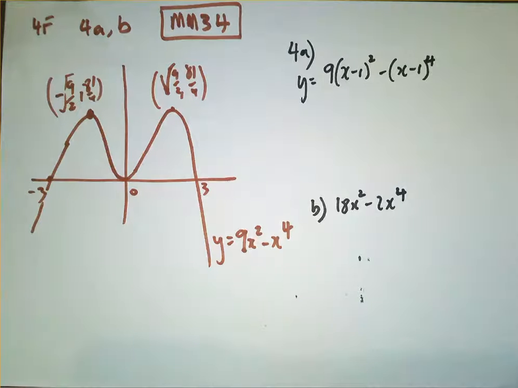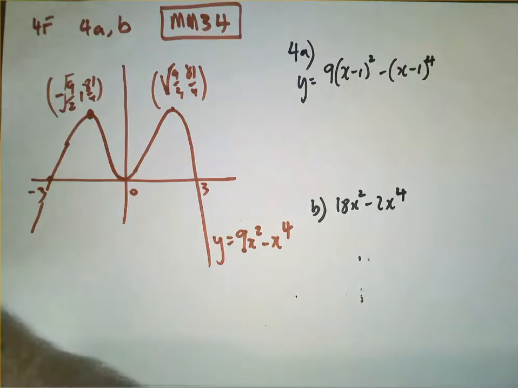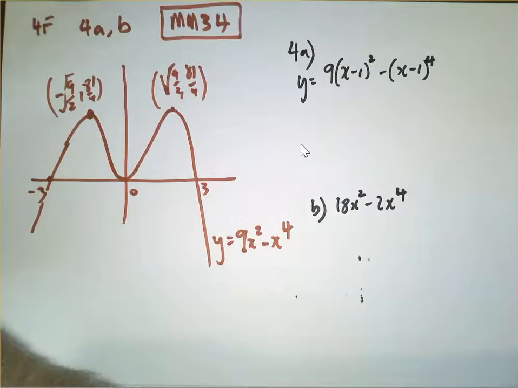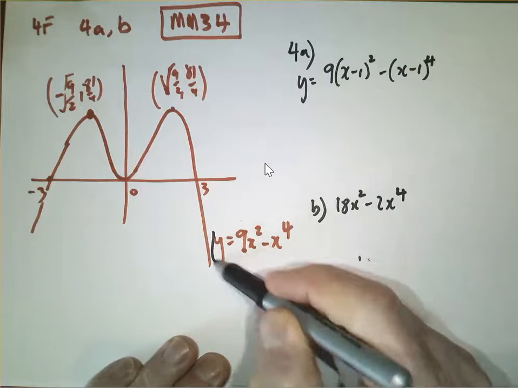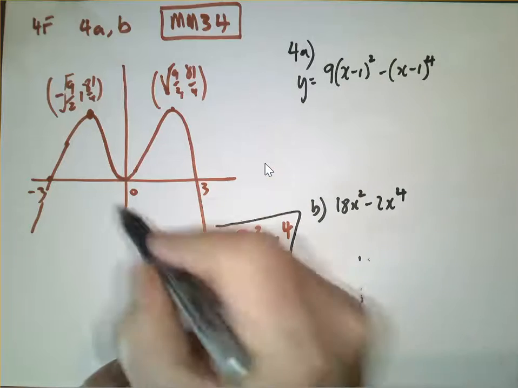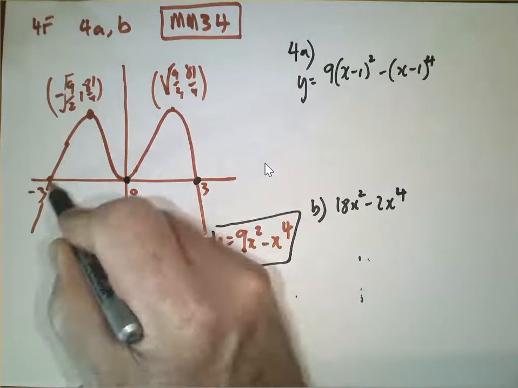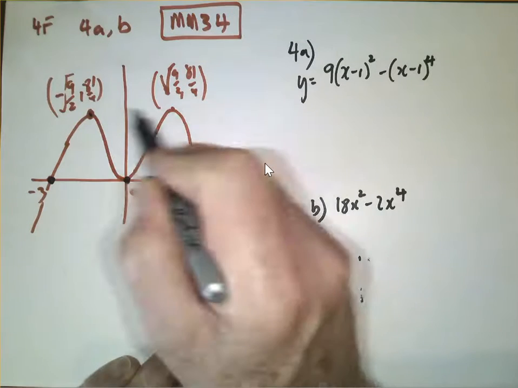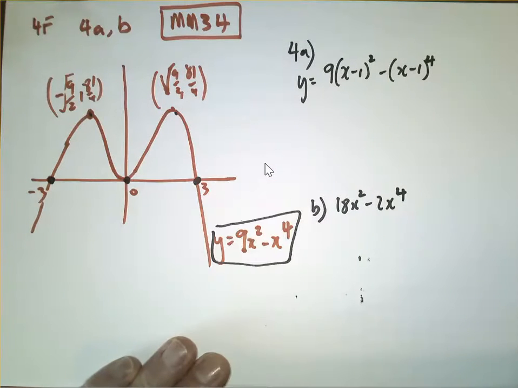This is for mathematical methods. It comes out of chapter 4.4, F, 4a and 4b. Now in this question, you're being given a graph of this function, which has been drawn, and you know there are 3 x-intercepts, and that there are 2 turning points, and you've been given the coordinates of them.